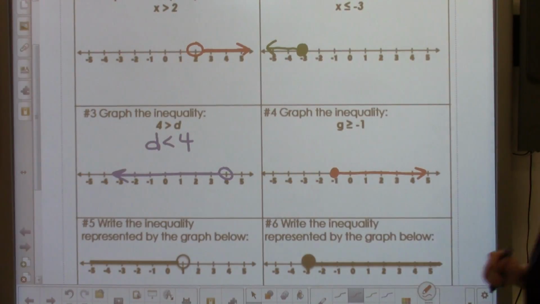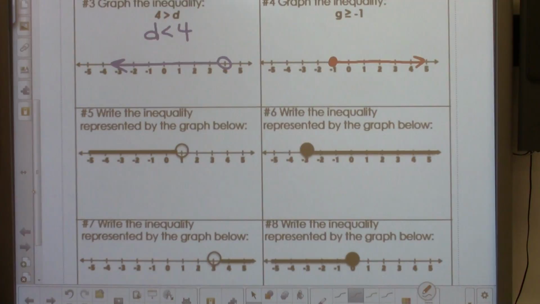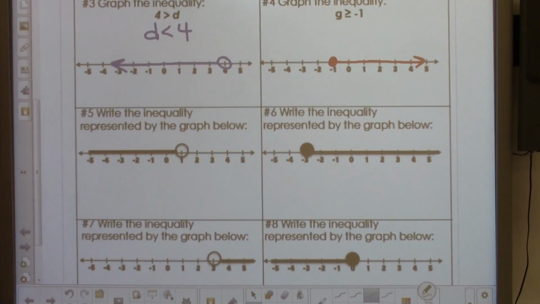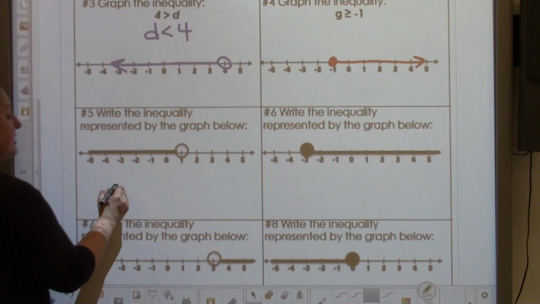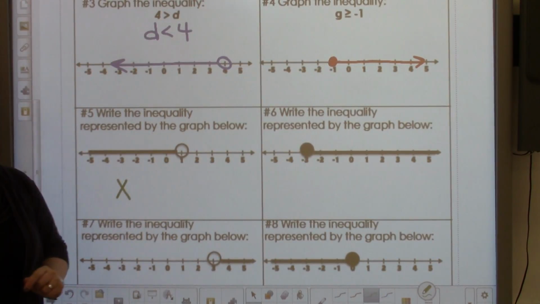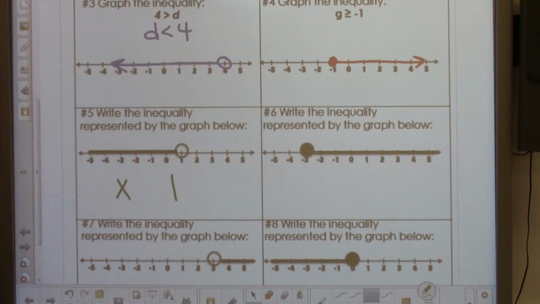All right, let's take a look at 5 and 6. Very similar, we're just doing it backwards. So we're being given the graph and we want to write it as an inequality. Remember, we can choose any variable that we like. X is just common to use. So we want to take a look first at the circle. The circle is on what number? 1. So that's the number we are going to use.